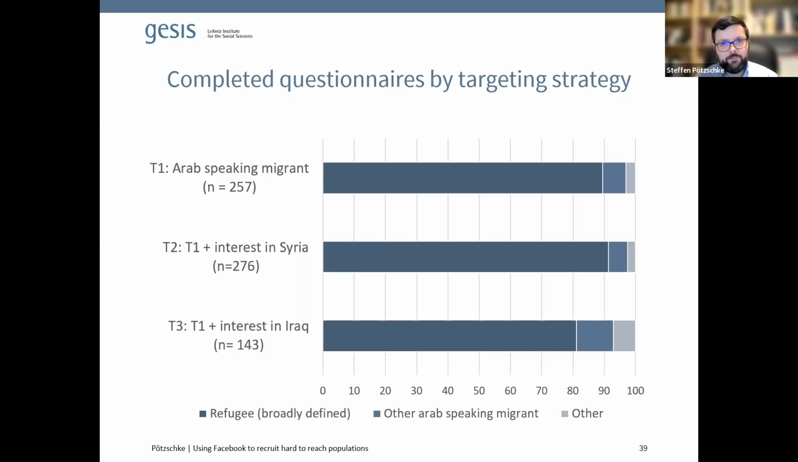I know you will have the possibility to look at these slides later on, so I invite you to do that. For the moment, just take into consideration that all these 3 indirect sampling strategies actually worked rather well. As you can see here, the combination of interest with the general targeting criteria worked better when we used Syria than Iraq.